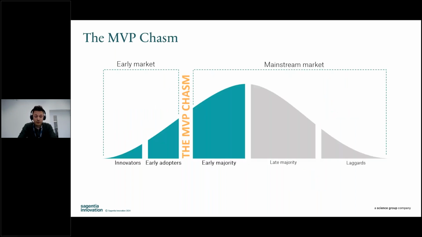It's a subtle difference, but it's really, really important when you take into the context of users in the development adoption curve. What we're interested in here is the different personas between your early market, so your innovators and your early adopters, and your mainstream market, and the early majority in particular. And I've divided the difference between those two by what I'm calling the MVP chasm.